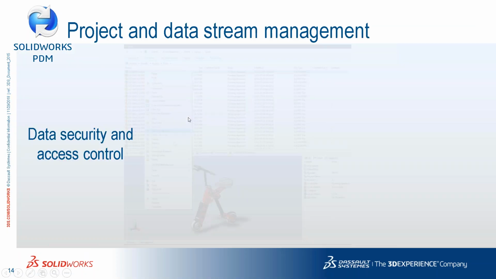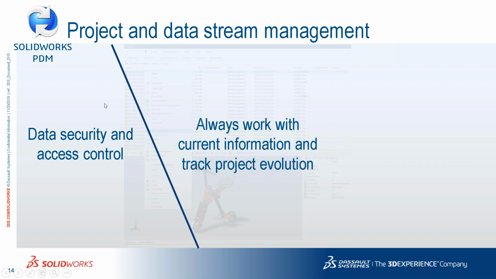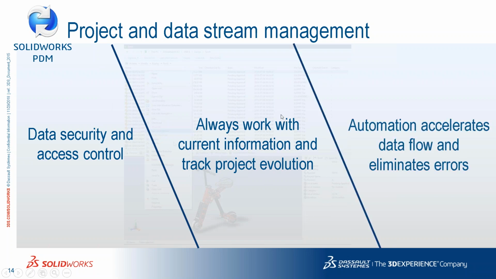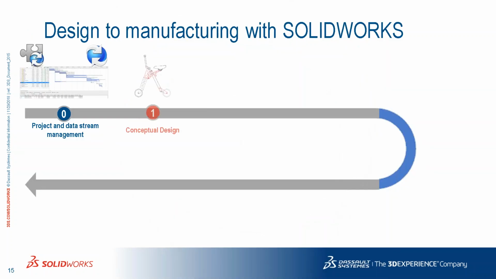So with PDM, you are safe because you're saving your data in a secure vault, and also you have the ability to grant access based on the role, and so you can prevent accidental deletion or modification of the file. You're always working on the latest version of the file, and you have access to revisions to track the project evolution. And tasks can automate the data flow to manufacturing. So once a file is released, imagine a file with MBD annotations, it's ready to go to production, and it eliminates errors because you're sure it's the right version.